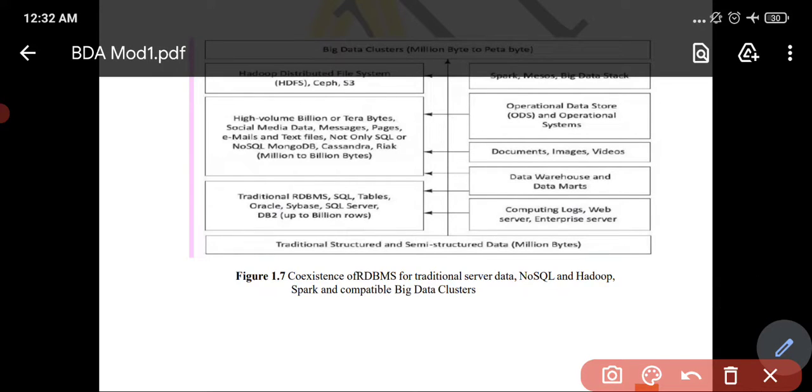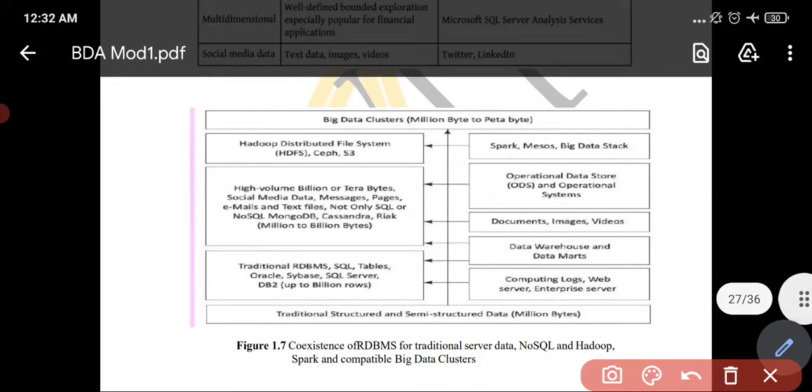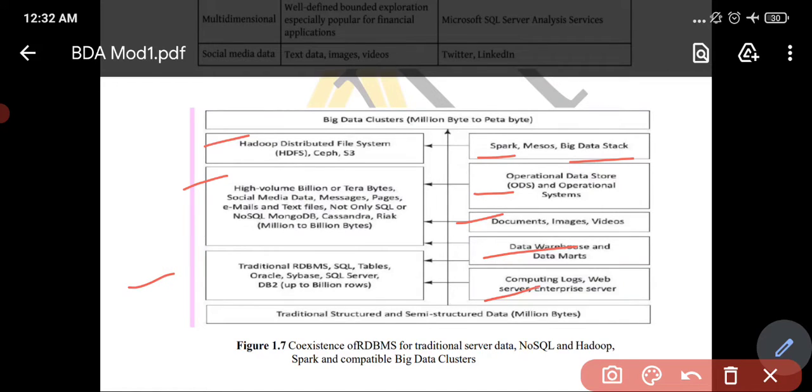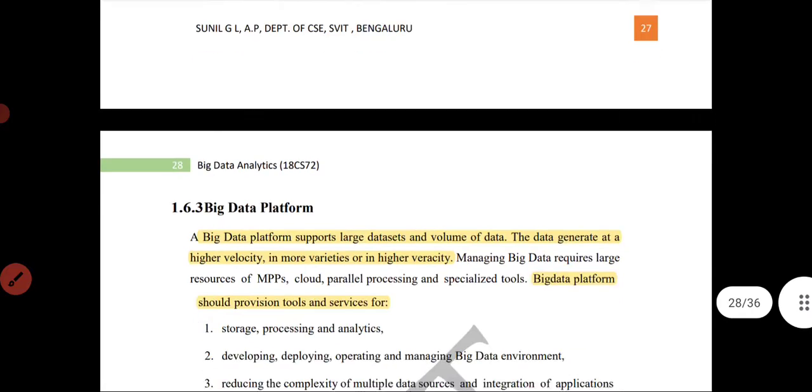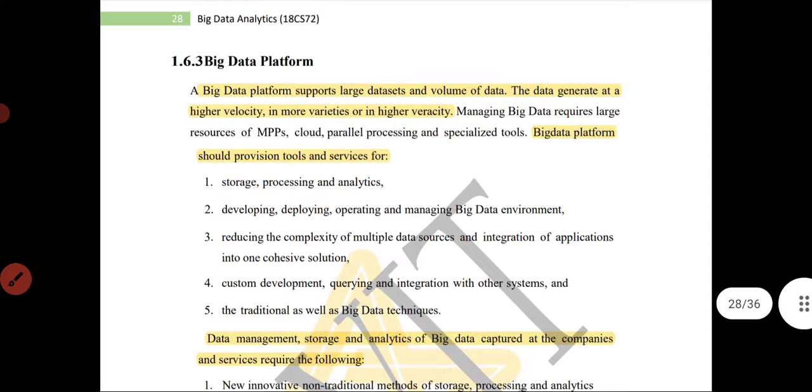So here is the coexistence of relational database with the traditional server system, that is NoSQL. We use the Hadoop distributed file system, Spark, big data stack, high volume or terabytes of data. We use ODS and operational systems, documents and images, and for ODS operational systems we use this high volume data, and traditional RDBMS uses the data warehouse and computing, and then enterprise server. So big data platform.